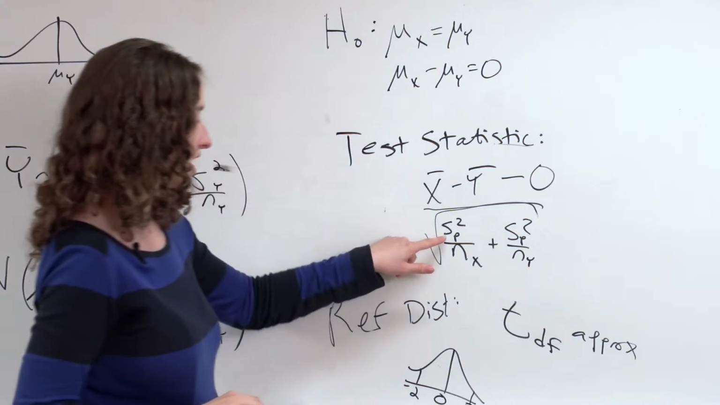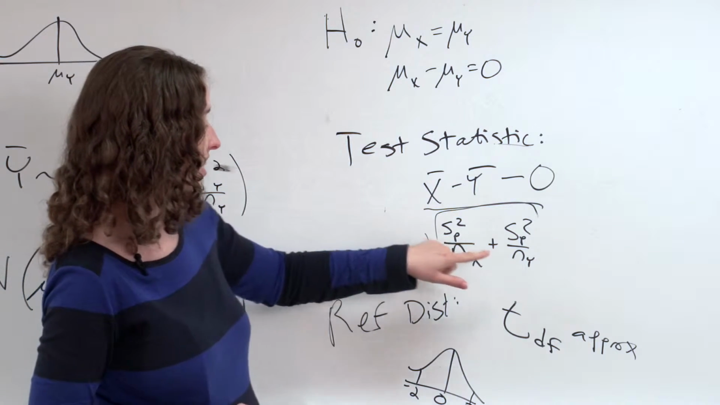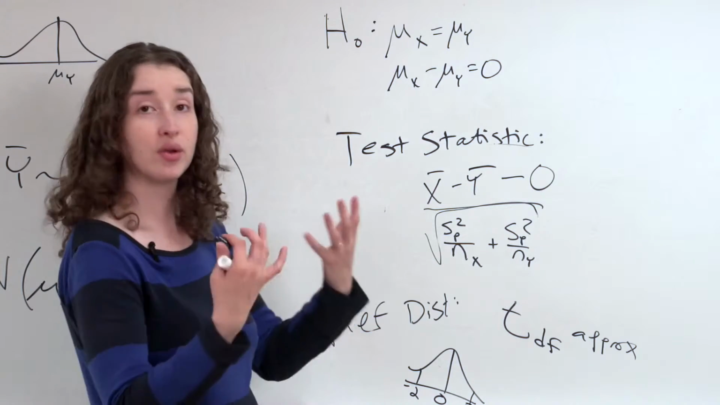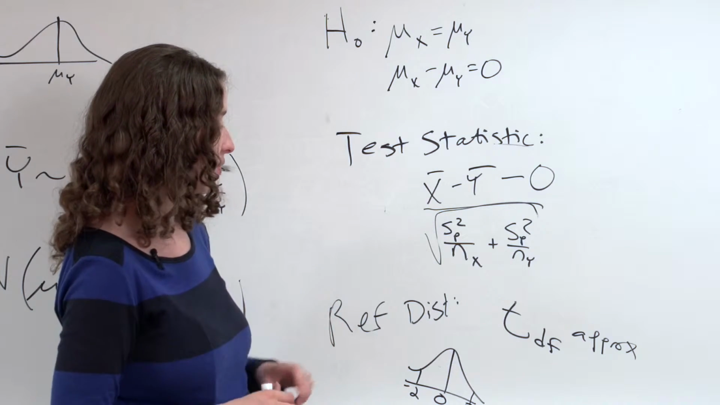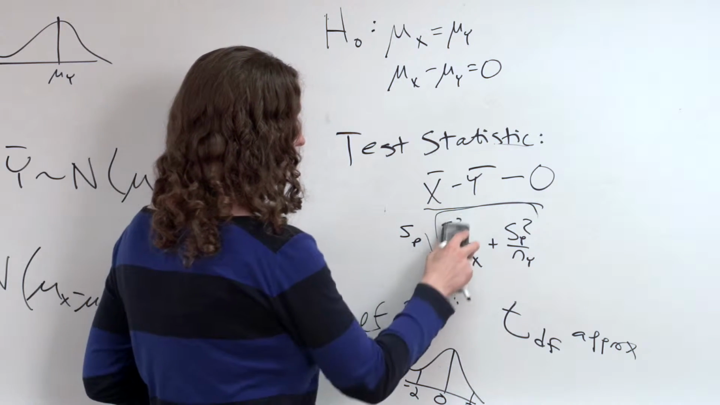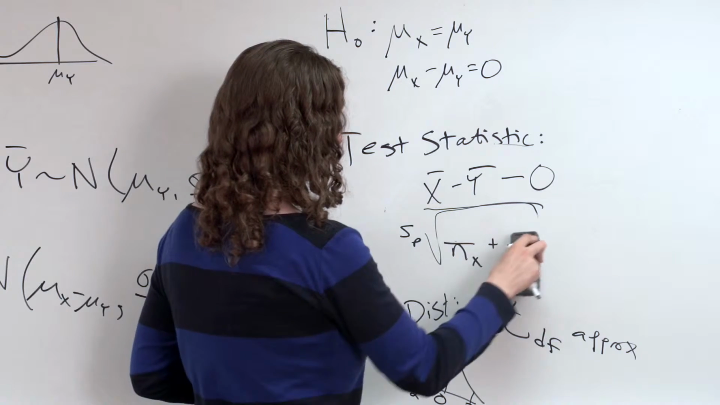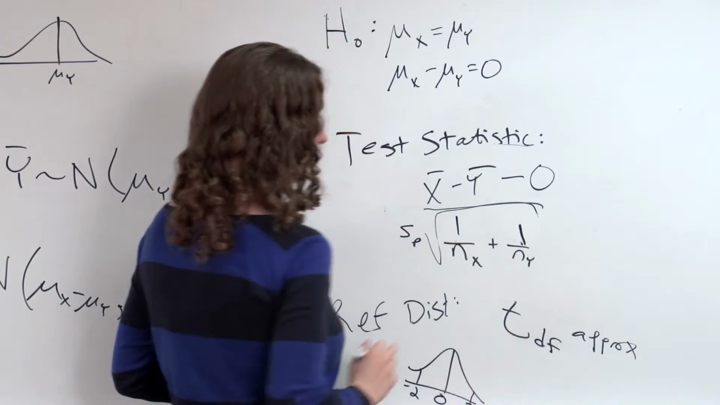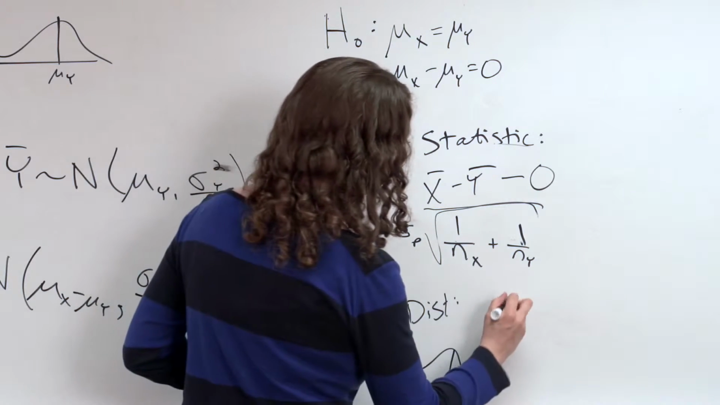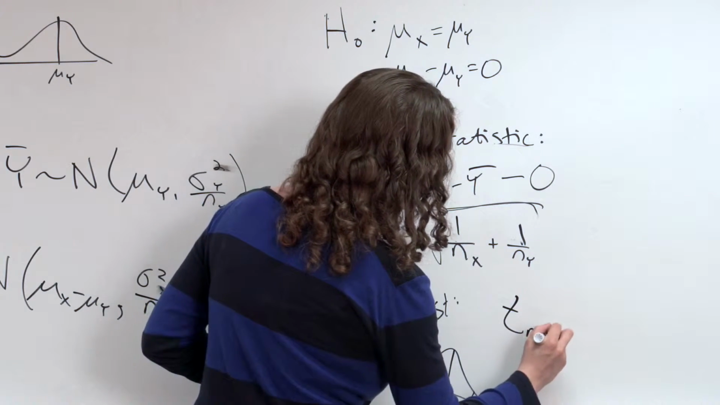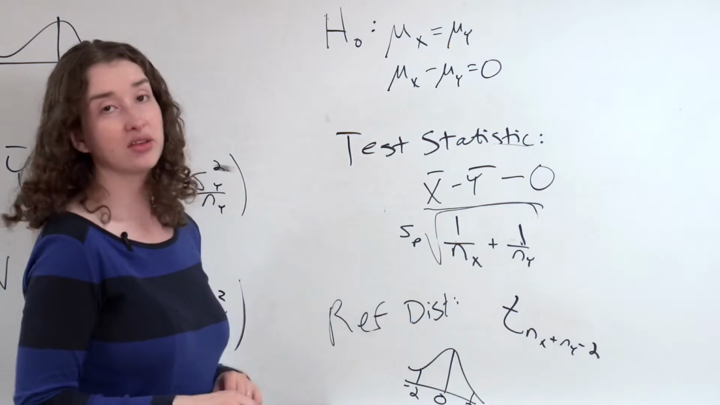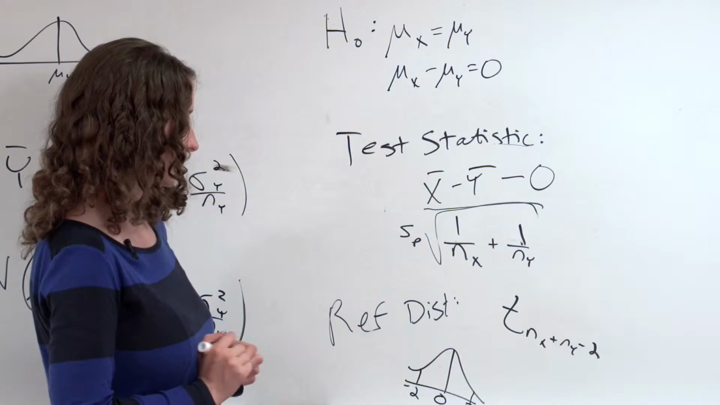I'll write out the equation for SP squared in a moment, but the point is, unlike SX squared and SY squared, SP squared is an estimate of the variance that takes into account both data sets, both the X's and the Y's. Okay, but if I'm going to do this, I may as well factor out the SP squared and take it out of the square root, and what I get is this. 1 over NX and 1 over NY, and the reference distribution for this turns out to exactly be a t-distribution with NX plus NY minus 2 degrees of freedom, but if NX and NY are pretty big, that looks exactly like a normal distribution for all practical purposes.